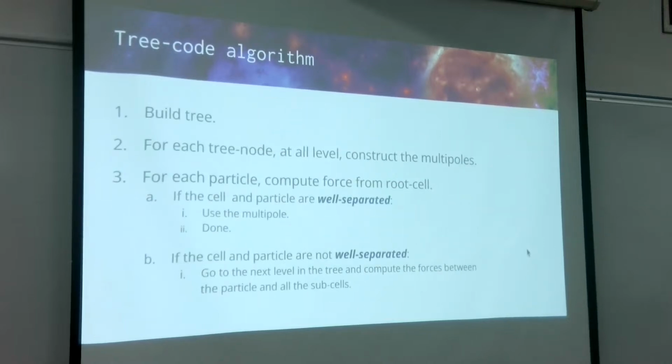So what's the algorithm? We build a tree, which we just did. Then we calculate for each of these cells the center of mass, or the shape, the multipoles, we call them multipoles. And then what we do finally is that for each particle, we calculate, is this cell far enough? If it's far enough, I just use the center of mass. If it's not far enough, I go to the next level in my grid. Okay?